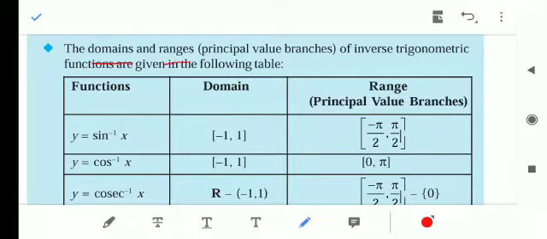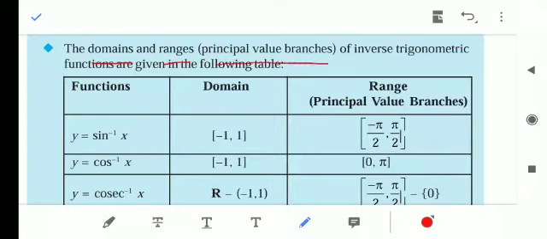And the restricted branch in y equal to sine x or y equal to cos x in trigonometric functions is the one for which the function is invertible. So many branches are possible. Among them, the basic branch which is near the origin is considered the principal value branch.